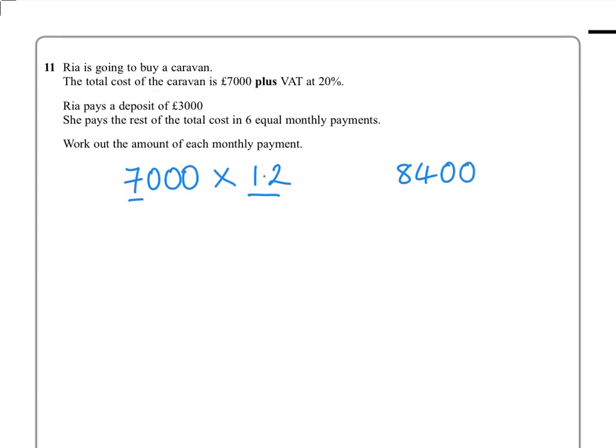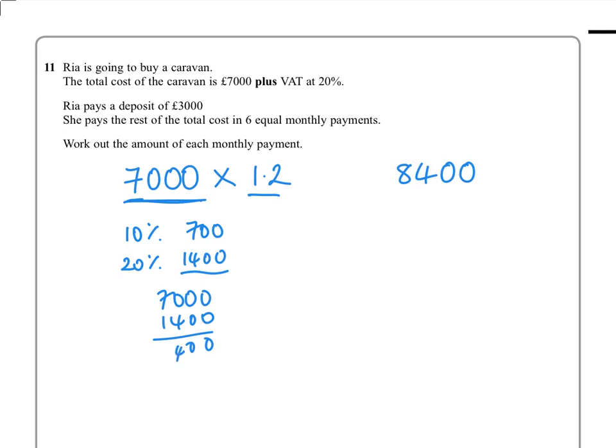Okay. Another way is to say that if you have 10%, that would be 700 of this amount, and then 20% would be 1400, and if you had the VAT added on, then you'd have to add this 1400 on to the principal amount, which is 7,000, and then you can see again you've got your £8,400.